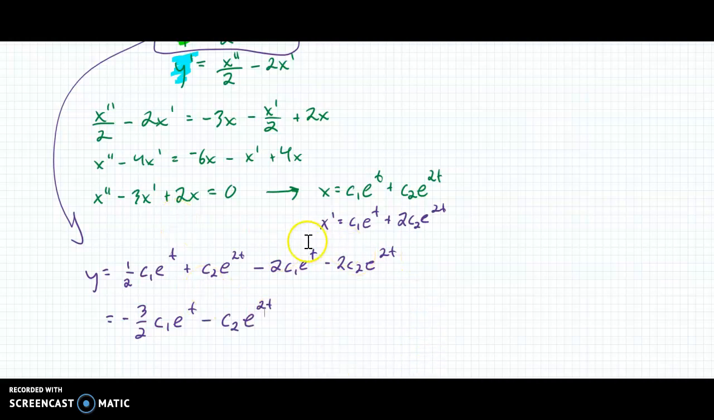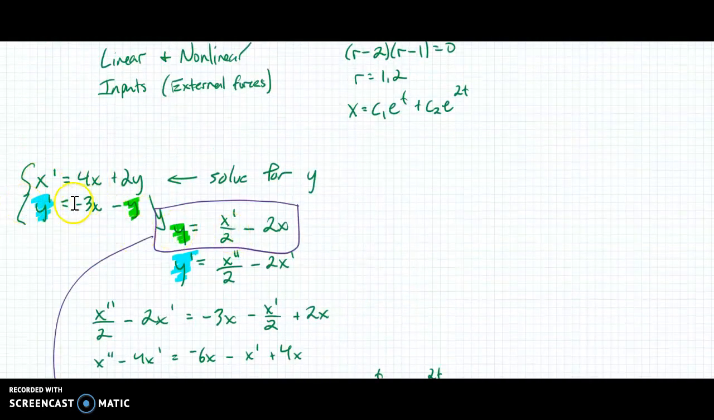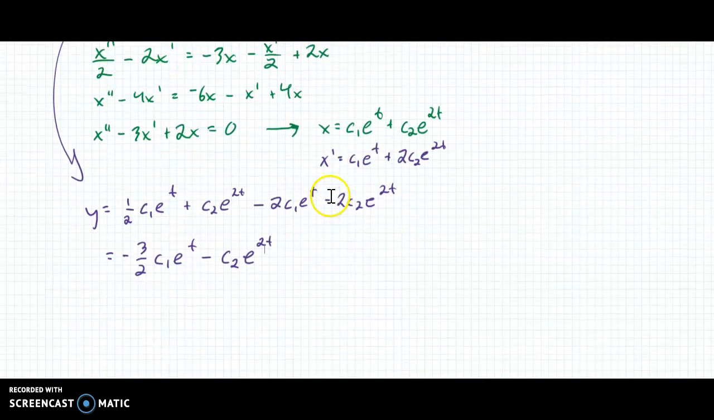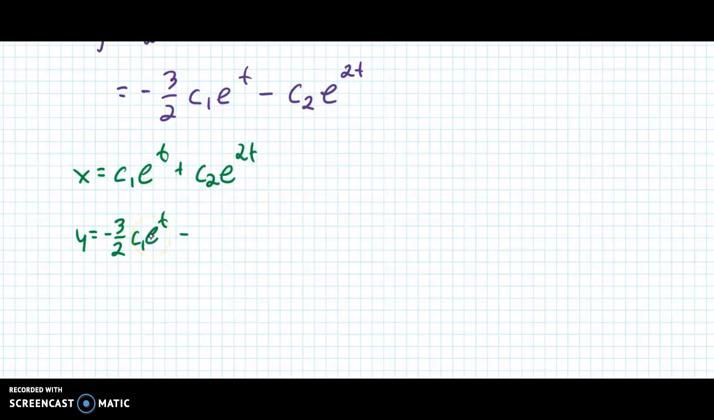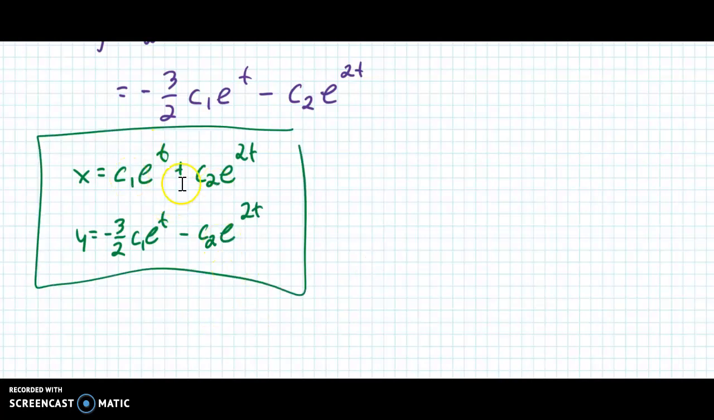And from there, I have my solution, remember, right? Like I'm looking for x prime equals this, y prime equals this. What would my solution be? It would be an x equals and a y equals function of t. So notice I've got this guy right here, which I can paste like that. And then I can say y equals negative 3 halves c1 e to the t minus c2 e to the 2t. And that is the solution to this system of differential equations.